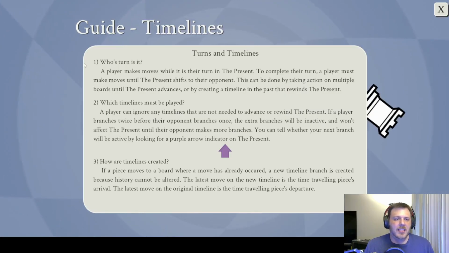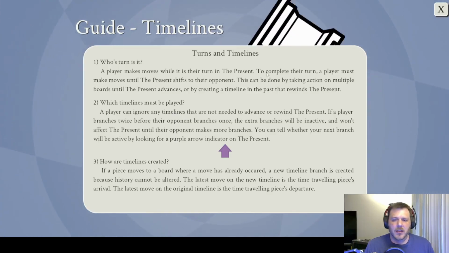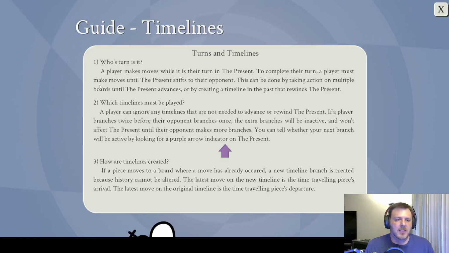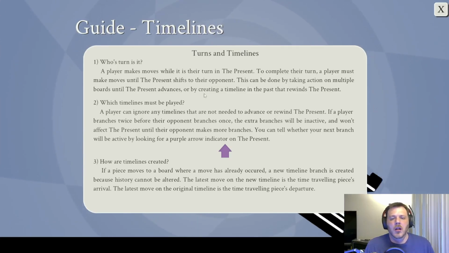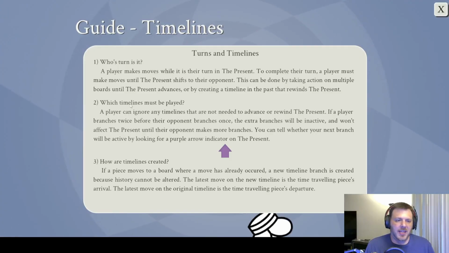Turns and timelines. Whose turn is it? A player makes a move while it is their turn in the present. To complete a turn, a player must make moves until the present shifts to their opponent. This can be done by taking action on multiple boards until the present advances, or by creating a timeline in the past that rewinds the present.